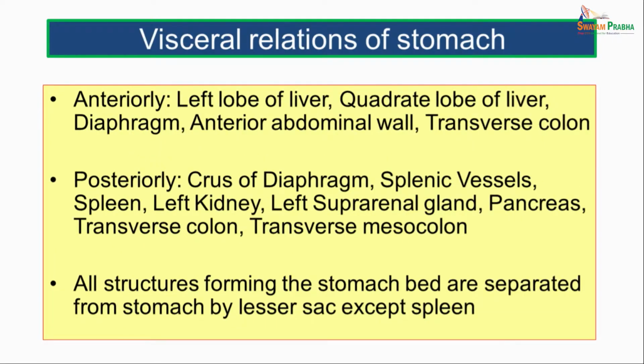Moving on to the visceral relations of stomach. We study these as the anterior relations and the posterior relations. Anterior relations of the stomach are formed by the left lobe of the liver, quadrate lobe of the liver, diaphragm and the anterior abdominal wall. In a completely empty stomach, the transverse colon will also be seen as an anterior relation.